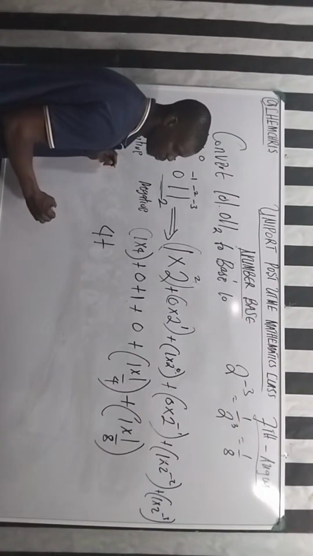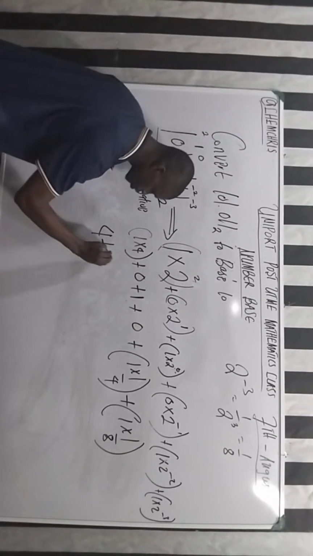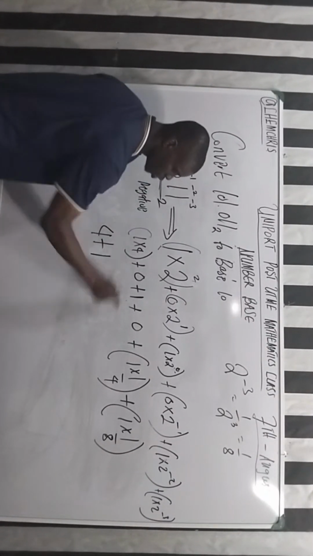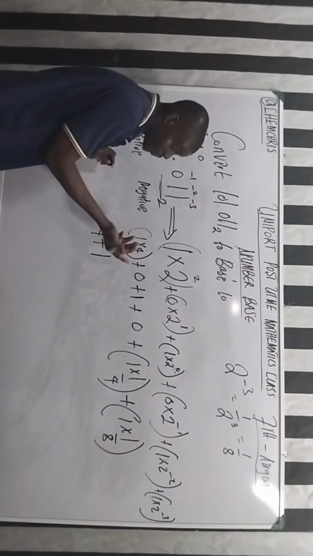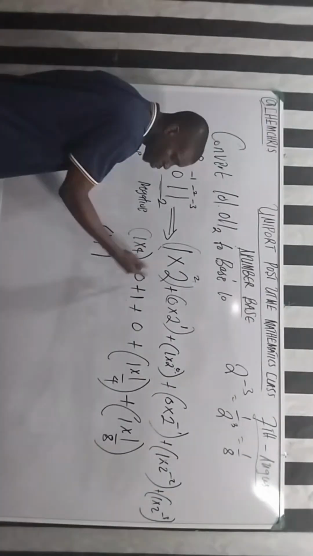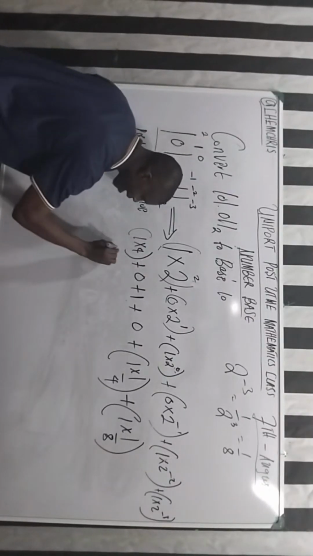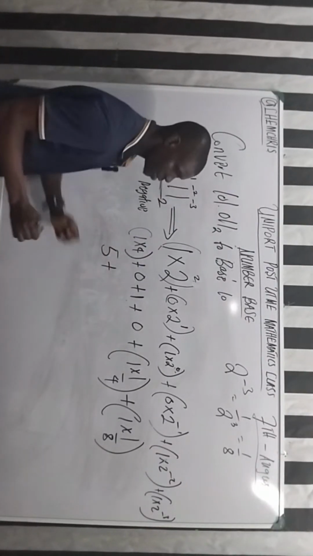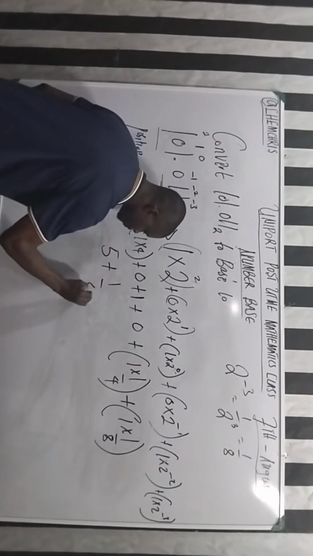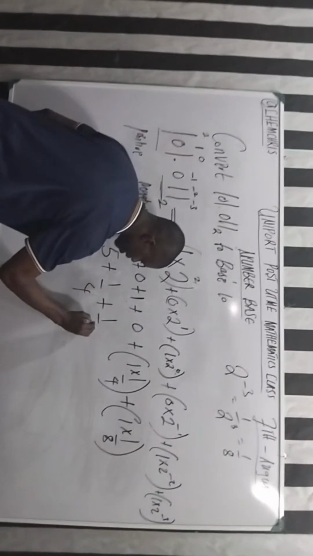So it's just to sum them together. 1 times 4 is 4, plus 1, which is 5. So here you can just say 5 plus 1 over 4 plus 1 over 8.